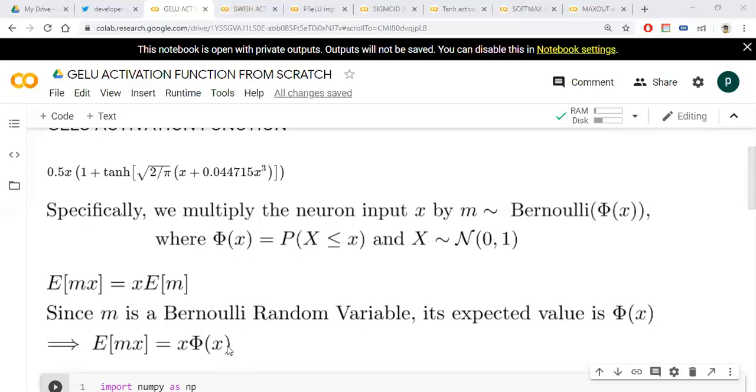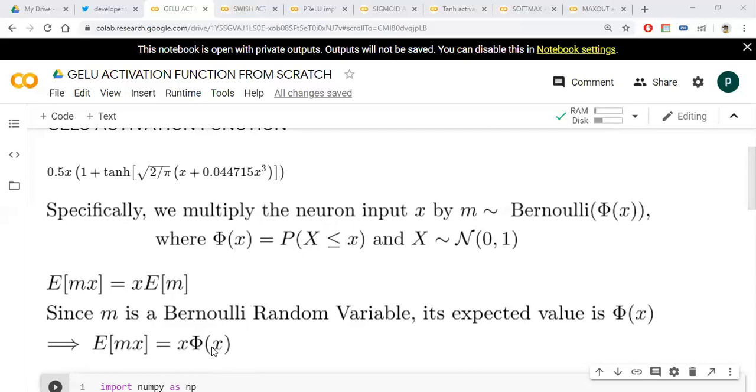Why does it consist of Φ(x)? Because we need the expected value. We need the output. So we take the expectation function, so m will be equal to Φ(x). So this is the error function.